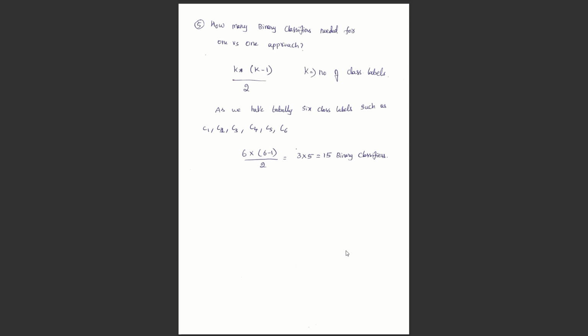And finally, the last problem is how many classifiers are needed for the 1 versus 1 approach. It is given by the formula k into k minus 1 divided by 2, where k denotes the number of class labels. We have totally 6 class labels C1 to C6, and therefore it will give out 15 binary classifiers as output. This is the last problem.